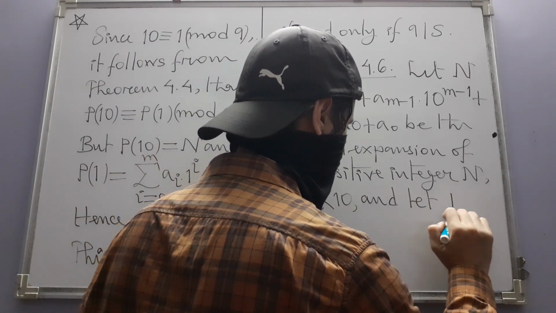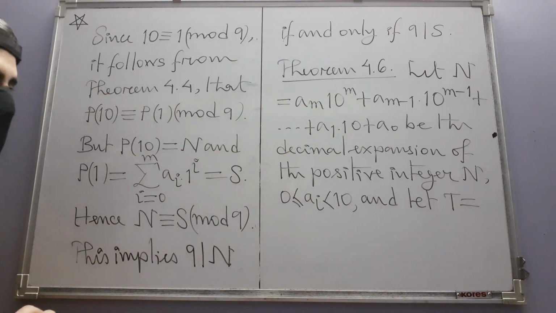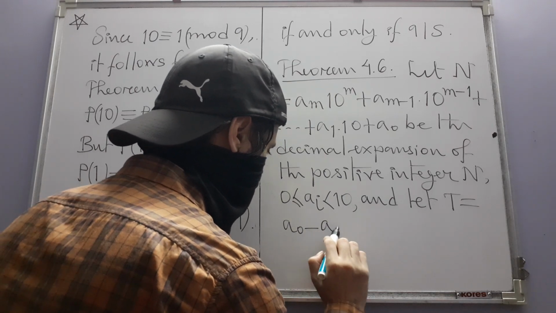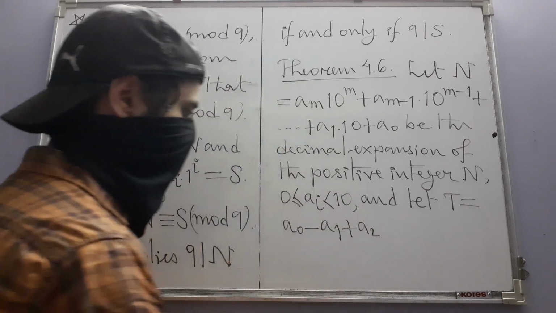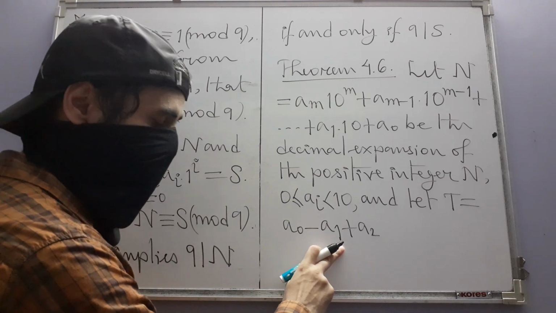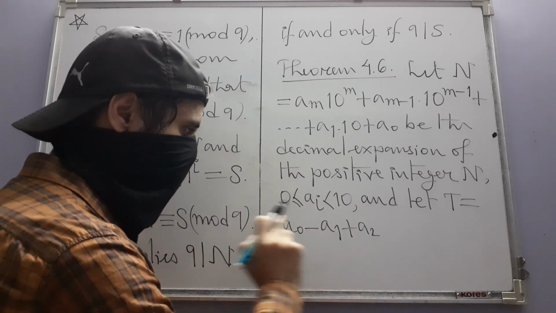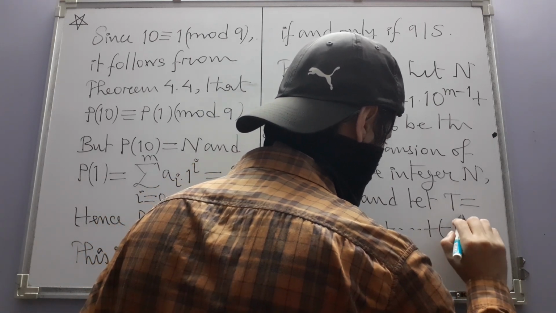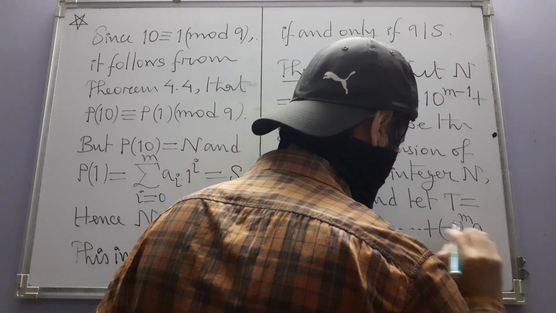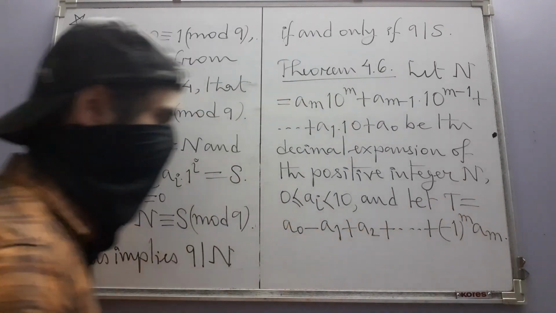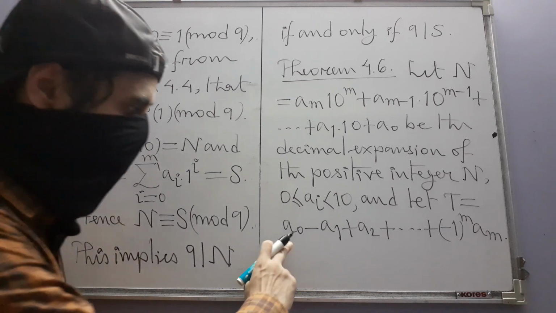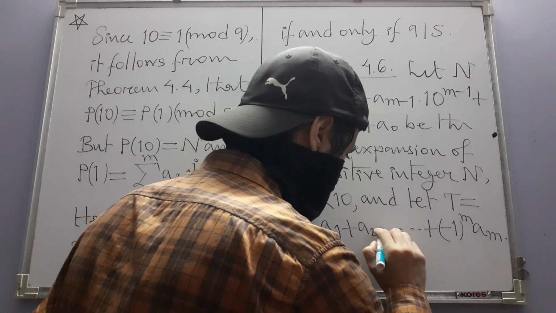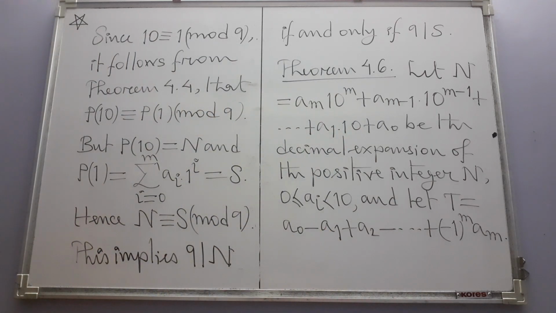And let this time we consider not the sum of the digits but an alternating sum, this one, A0 minus A1 plus A2 minus A3. So if the suffix is odd, we have minus; if it's even, we have plus. So with the last one we have to write minus 1 to the power n. So this is an alternating sum where we do have all the digits, but the signs alternate between plus and minus.